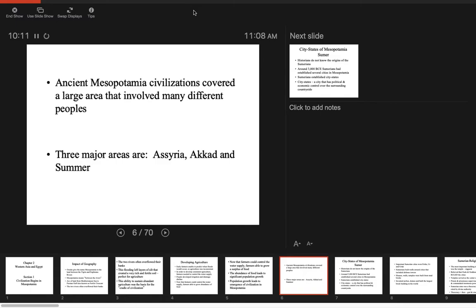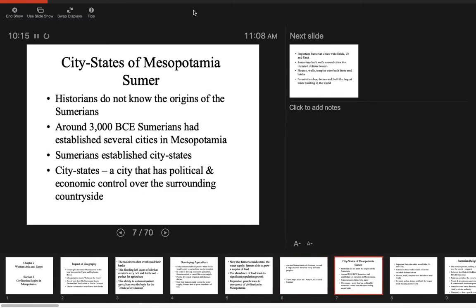That lovely autocorrect. So those are the three groups that we'll be looking at. And we're first going to pay most attention to the city-states of Mesopotamia, Sumer. So again, here we start off with one of my very favorite sentences. We do not know how these people got there. We have no idea how the Sumerians ended up where they're at. All we know is that at 3000 BCE, they have cities. Again, somebody go find that and figure it out, because we don't know.